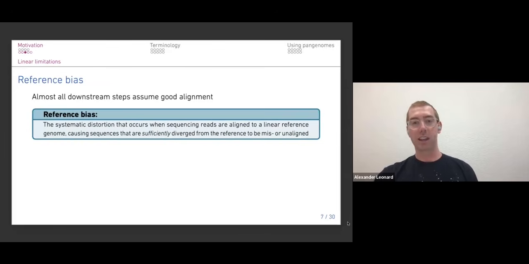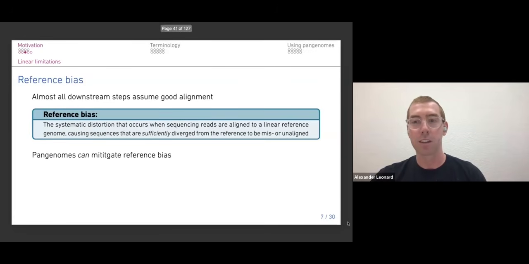And of course, here the key thing that we're trying to avoid is reference bias, which is this systematic distortion that occurs when sequencing reads are aligned to a linear reference genome, causing sequences that are sufficiently diverged from the reference to be mis-aligned or unaligned. And hopefully I'll convince you by the end that pangenomes can mitigate this reference bias. Not necessarily that pangenomes will eliminate this entirely, but again, pangenomes can offer additional, more representative sequence from multiple genomes, and hopefully that will help mitigate reference bias.